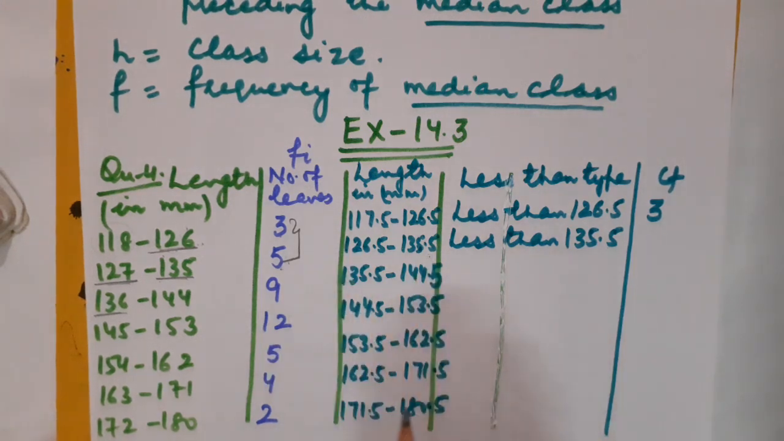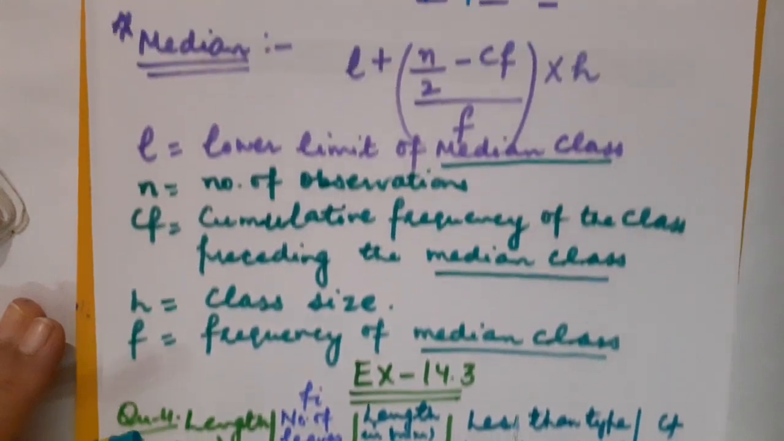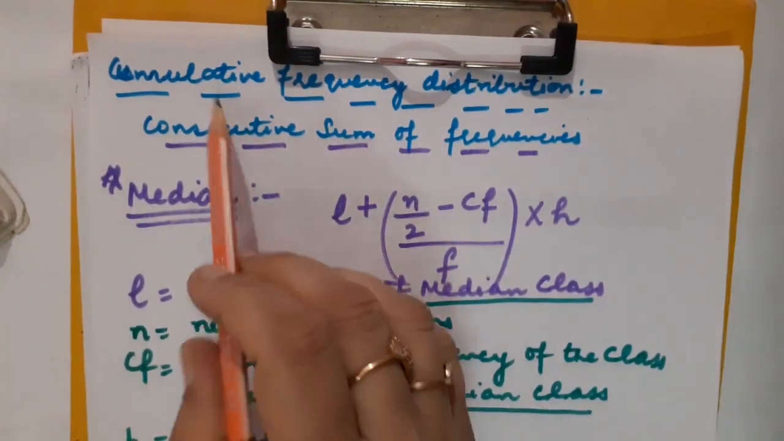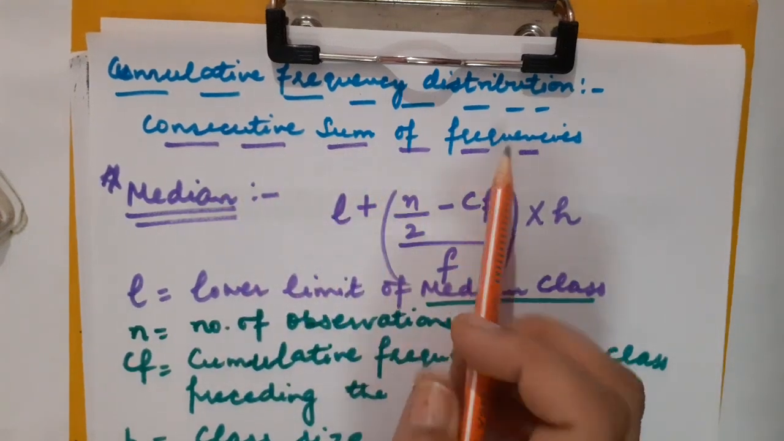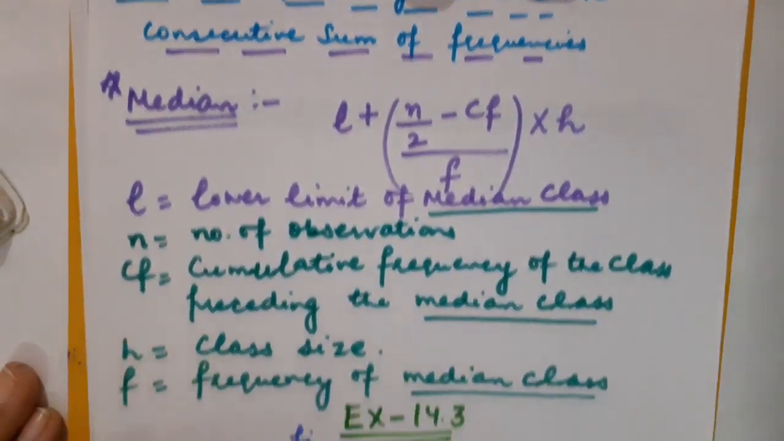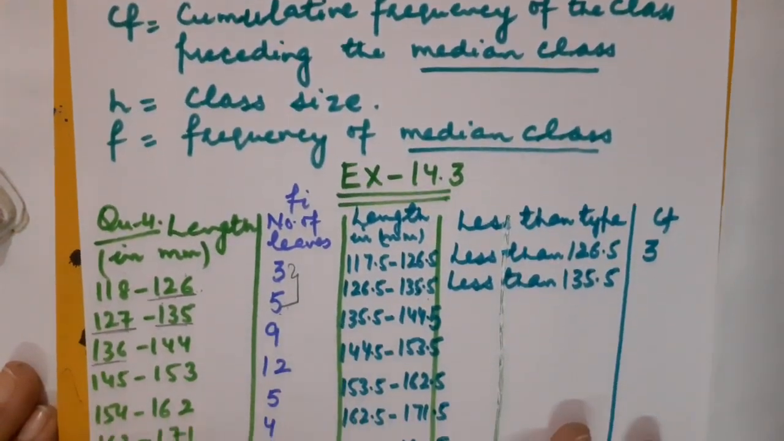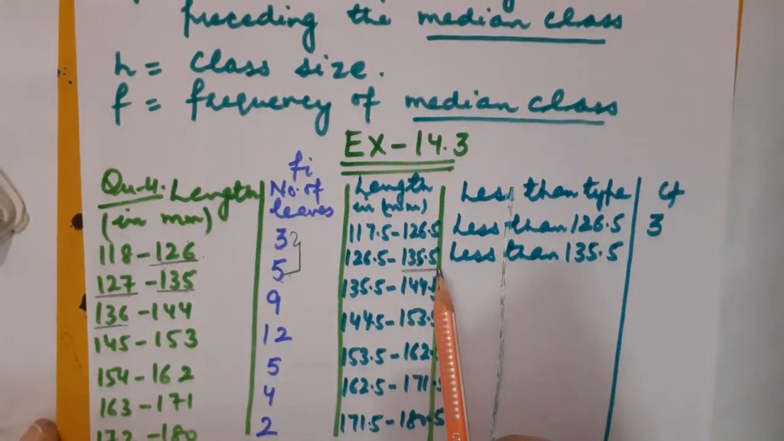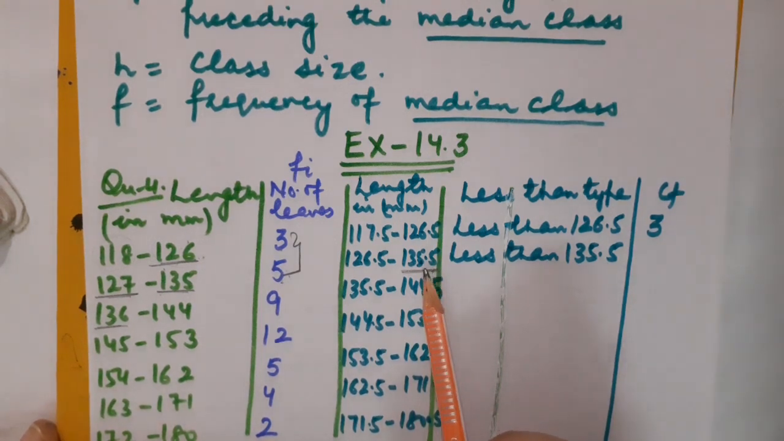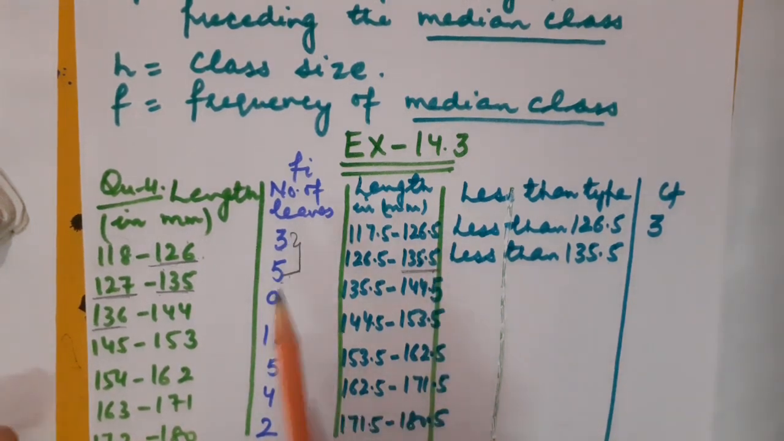Correct? That's why it was said initially, when I explained what we mean by cumulative frequency, that the consecutive sum of the frequencies is known as cumulative frequency. Correct? So whenever we are going to take the number of leaves whose length is less than 135.5 mm, we are going to include both of these.